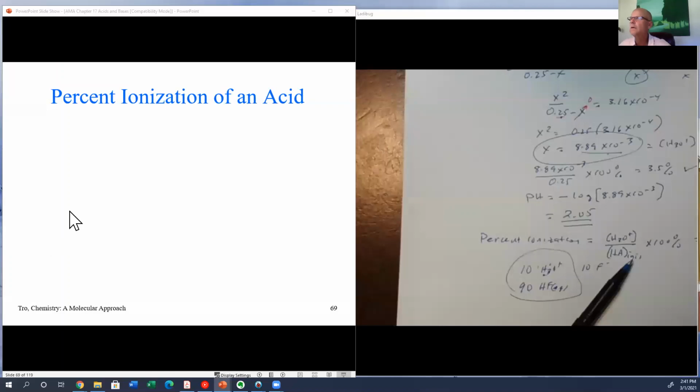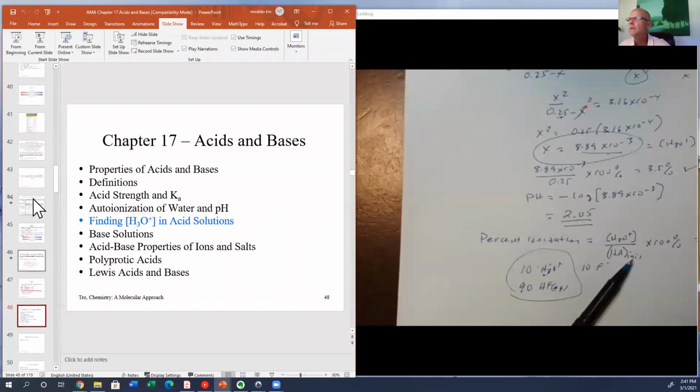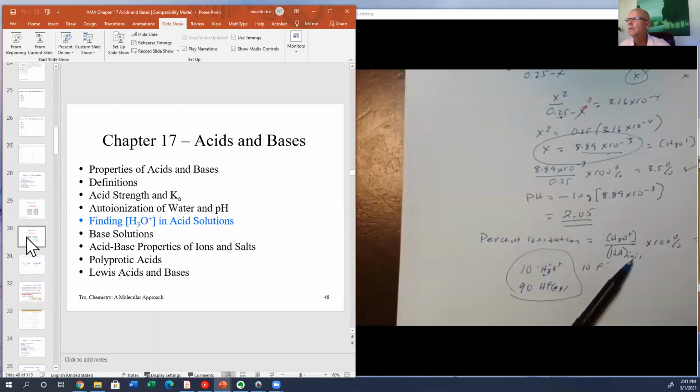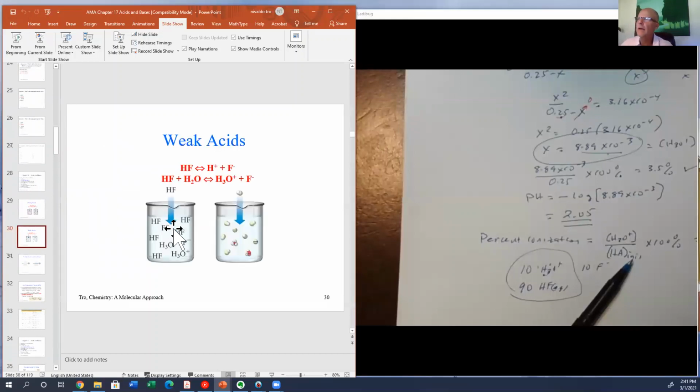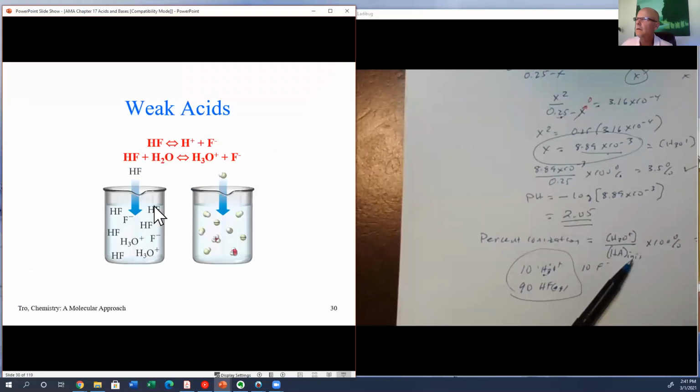Remember, for a weak acid, when you put HF in the water, a lot of them remain unionized, right? And some of them actually ionize into H3O plus and F minus. So the percent ionization is how many of them out of 100 have ionized? How many of them have broken up into H3O plus plus F minus? That's what that means. Does that make sense conceptually?